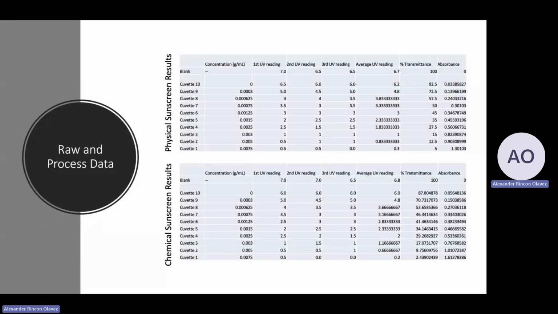Following the procedure described above, we're able to calculate and see the raw and processed data for physical and chemical sunscreen. So on the left, we can see how the cuvettes are labeled with their corresponding concentration, followed by their UV index reading for each trial, as well as the average UV reading. Following the next column, we can see the percent transmittance, which is the UV average reading over the UV blank reading times 100. The absorbance was calculated by using the simple equation of 2 minus the log of the percent transmittance.